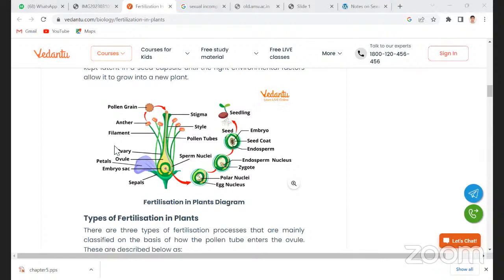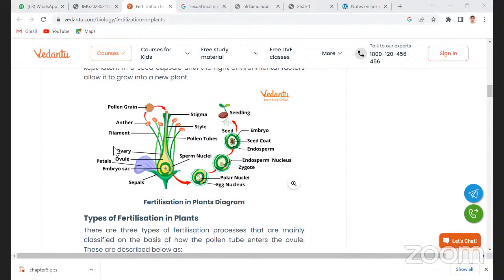Just observe the diagram. So what happens in this fertilization? During pollination, the pollen grains reach the stigma and germinate by producing the pollen tube. The pollen tube grows down through the stigma and style and reaches the embryo sac of the ovule in the ovary. Commonly, the pollen tube enters the ovule through the micropyle and discharges the male gametes into the embryo sac.